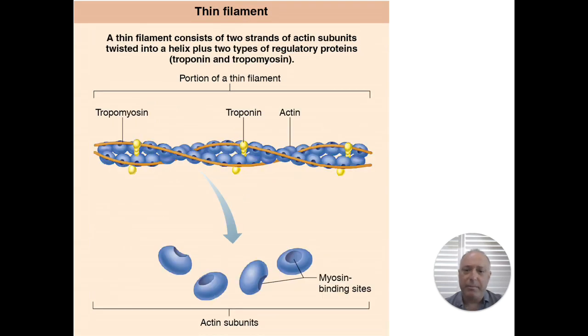The thin filament, this is actin subunits. There are two regulatory proteins on this thin filament that will cover the binding sites until it's ready to contract. These are tropomyosin and troponin, which are going to turn on and off contraction accordingly.